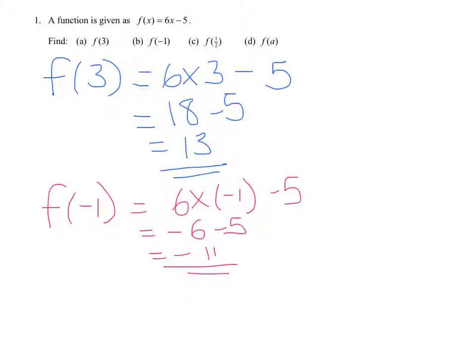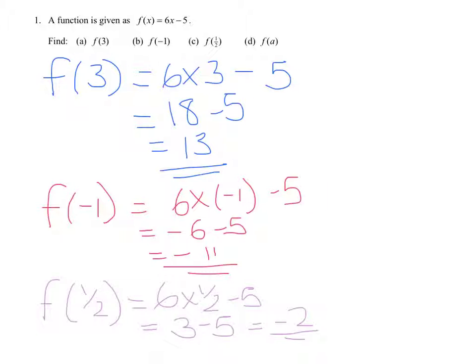Third part, f of a half. Again, if f of x is 6 times x minus 5, then f of a half is going to be 6 times a half minus 5. Six times a half is 3. 3 minus 5 is minus 2.